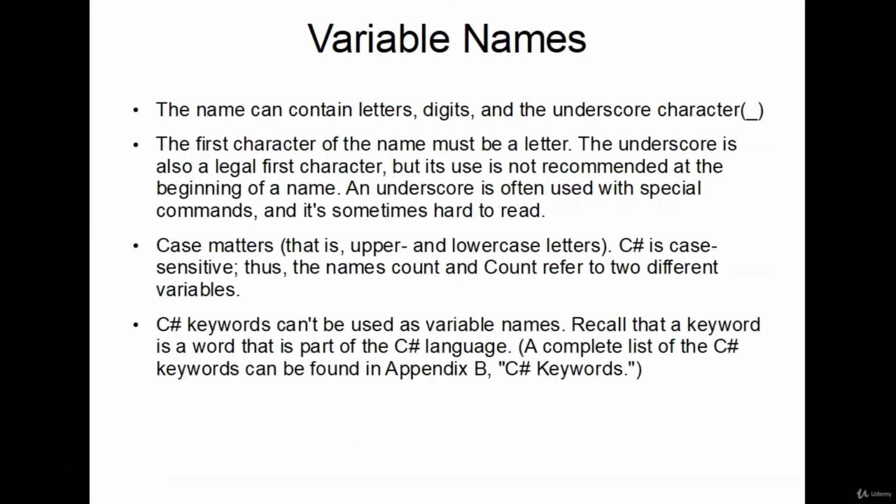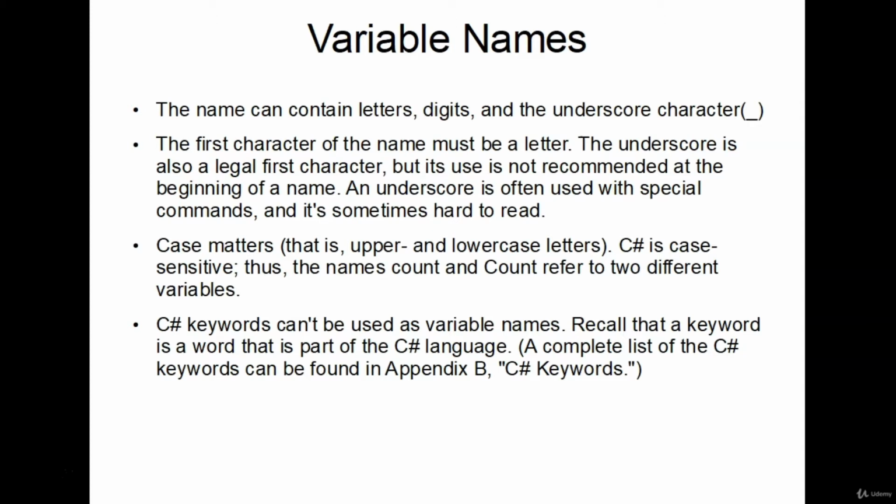So after we declare our data type, the next thing to do is to name your variable. So just wanted to go over a few rules as far as naming your variables. The name can contain letters, digits, and an underscore character. The first character of the name must be a letter.